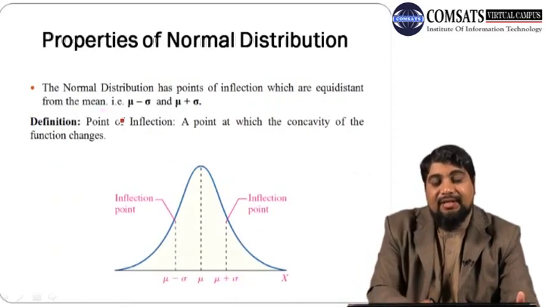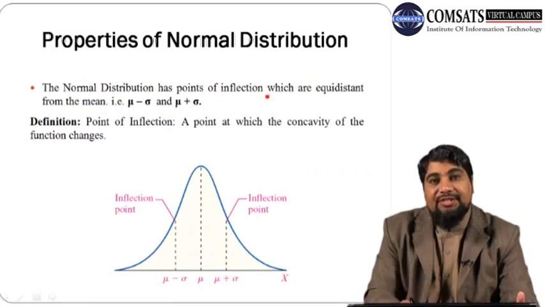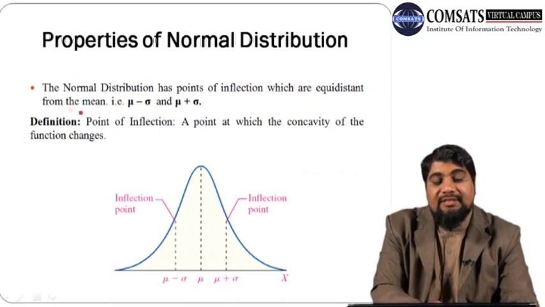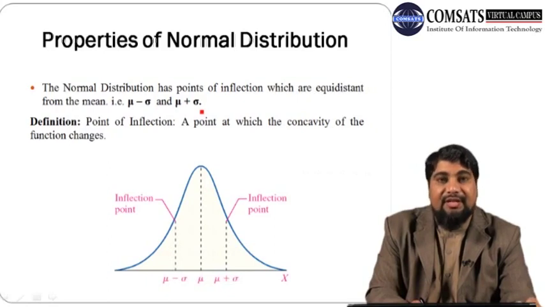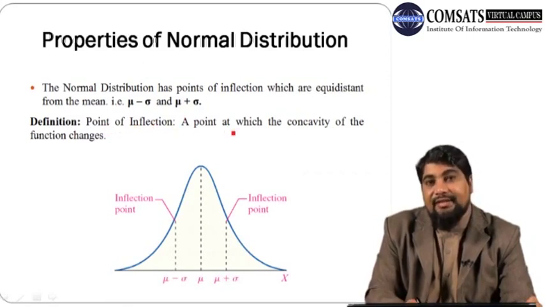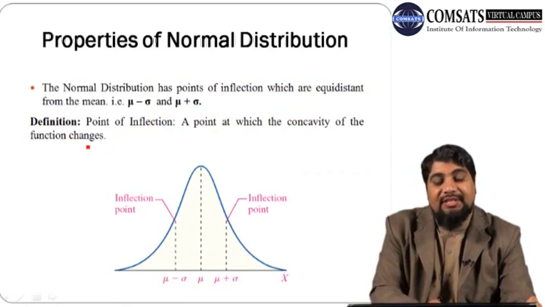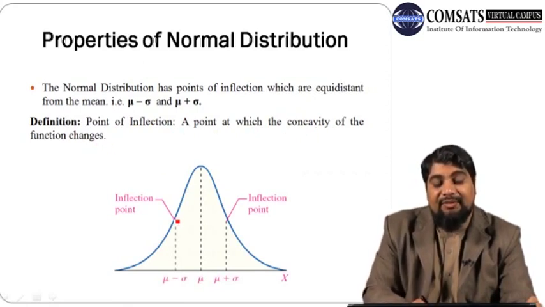Next property is the normal distribution has points of inflection which are equidistant from the mean, that is mu minus sigma and mu plus sigma. So these are the 2 points of inflection of the normal distribution. Remember that the point of inflection is defined as a point at which the concavity of the function changes. So this is the point where the curve changes its behavior or changes its curvature.